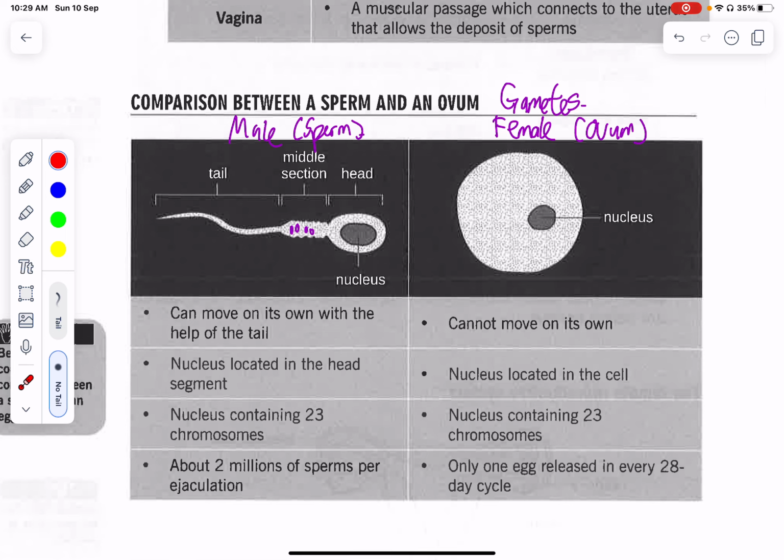Next, for the female portion, the ovum contains really just the nucleus and it cannot move on its own. The nucleus is located in the cell. The nucleus will contain 23 chromosomes, in which only one egg is released every 28-day cycle.